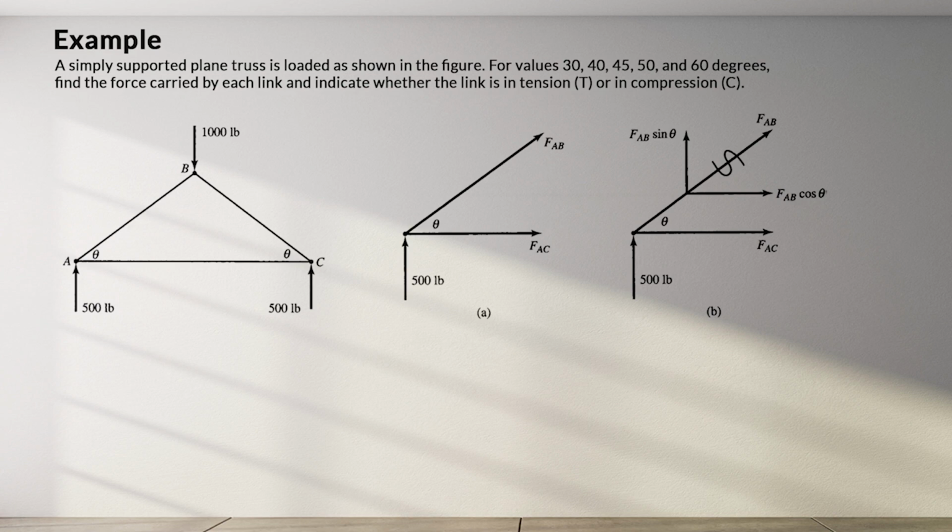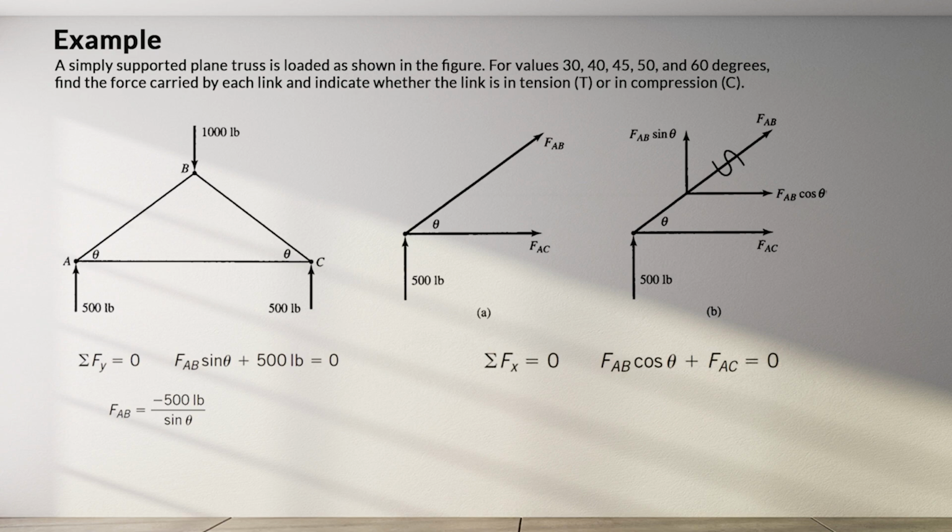Since this is a symmetric truss, whatever the force is in AB is always equal to the force in member BC. We start by writing our equilibrium equations. The summation of y forces is equal to 0 and the summation of x forces equal to 0. For the summation of y forces equal to 0, we have FAB times sine theta plus 500 pounds equal to 0. From here, we get FAB equals negative 500 pounds divided by sine theta.